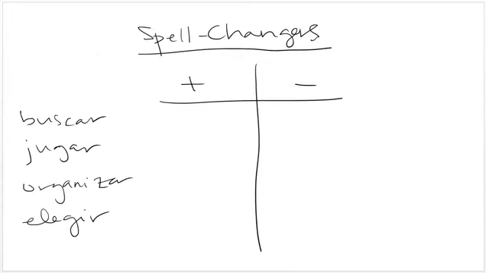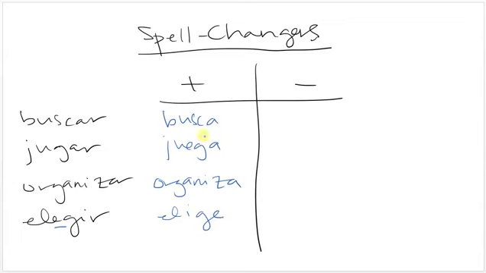Okay, pretty simple. We do have to remember some things about spell changing verbs. So for buscar, for example, remember in the positive it's just the él, ella, usted. Busca. For jugar, the él, ella, usted. Juega. Organizar. Organiza. Elegir, remember elegir is to choose. This is a stem changer, so the e changes to an i in the present tense. So elige. So busca, I'm telling you, look for it. Juega, play. Organiza, organize something. Elige, choose something.